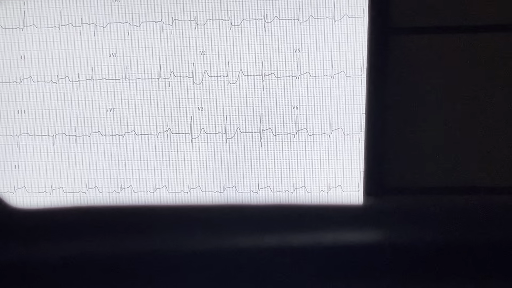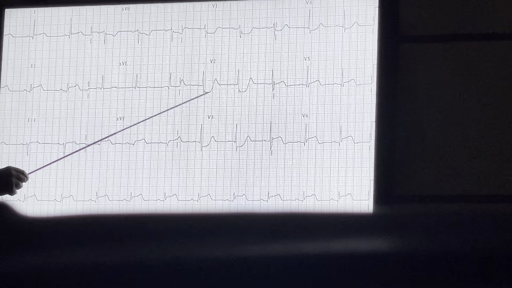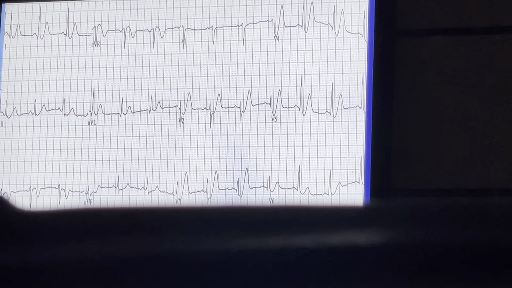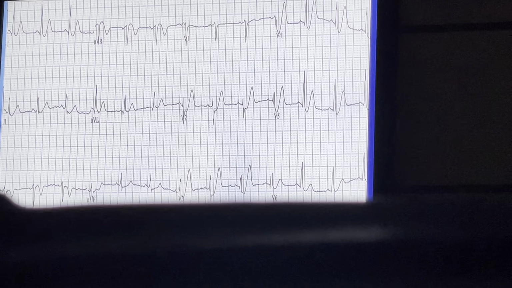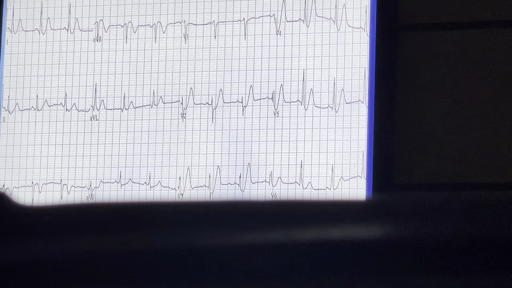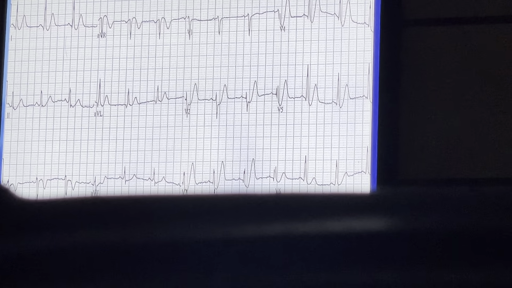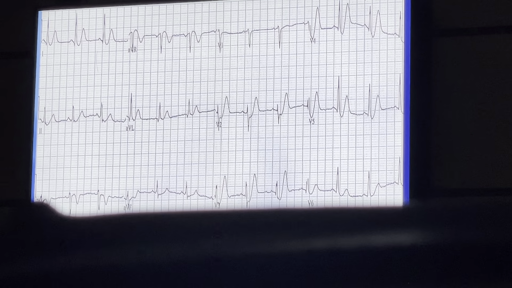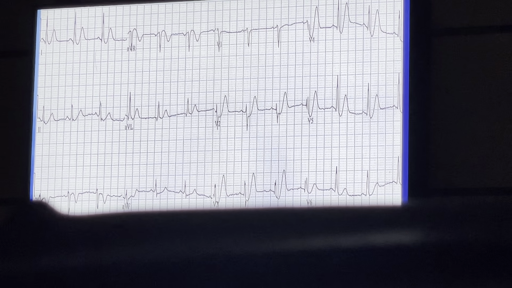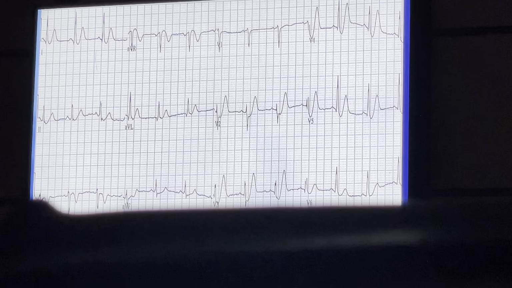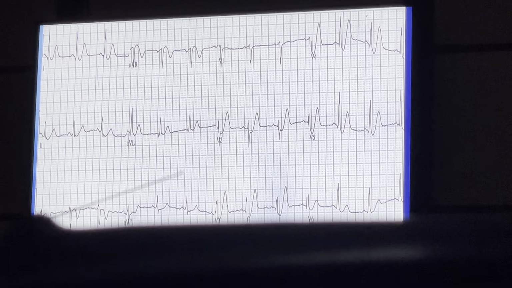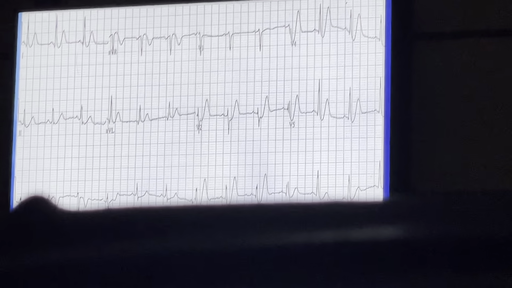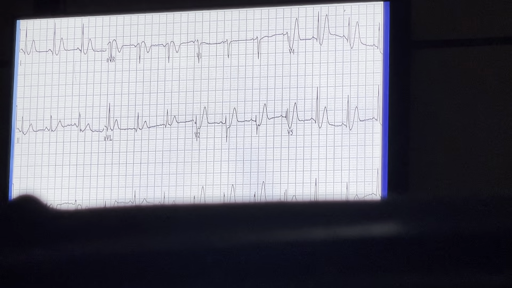So what is this? Inferoposterior MI with horizontal ST depression. Next. What is this? This is upsloping ST depression along with an upright T wave. So there is a separate category. We call it De Winter sign. So this is impending anterior wall MI, equivalent to anterior wall MI. Whenever you see upsloping ST depression along with an upright T wave, this is anterior wall MI.